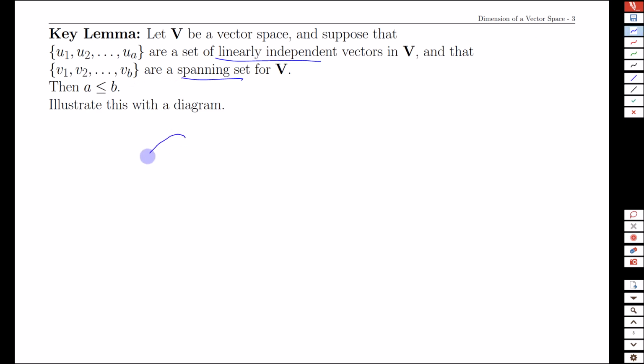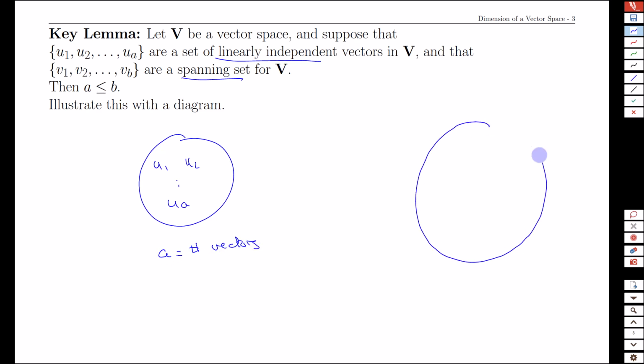So one quick way to visualize that is we have our u's here. We have u1, u2, all the way down to ua. They're hanging out in some space, and a is the number of those vectors. Meanwhile, we have a potentially bigger set over here where we have v1, v2, and a bunch of other points down to vb, and this has b as the number of vectors.